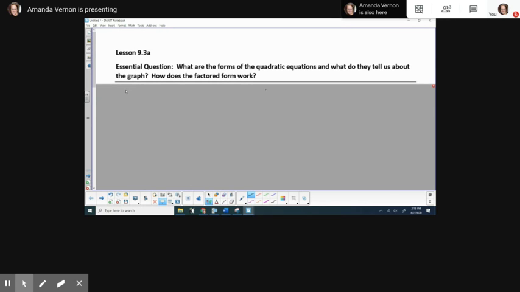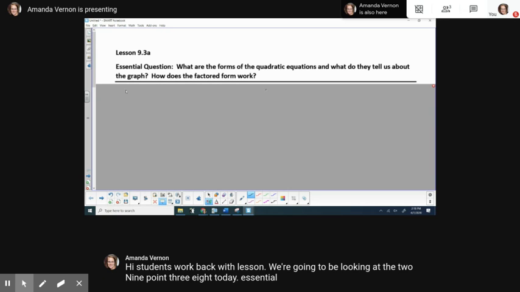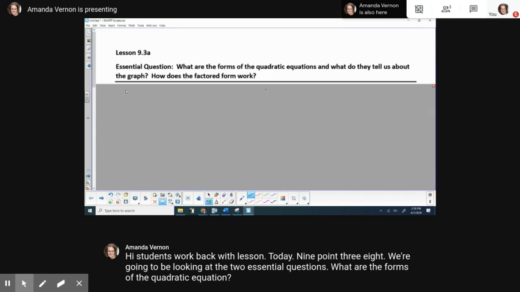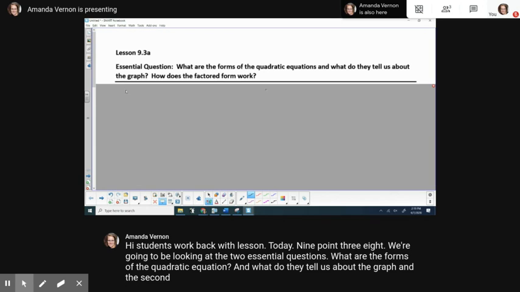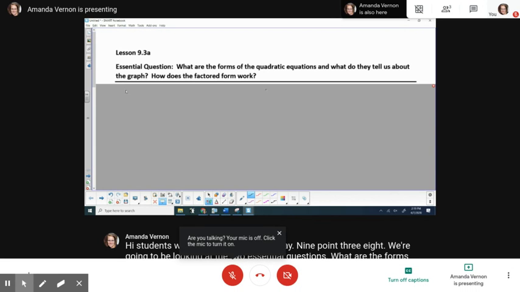Hi students, we're back with lesson 9.3a. Today we're going to be looking at the two essential questions. What are the forms of the quadratic equation and what do they tell us about the graph? And the second essential question is how does the factored form work?